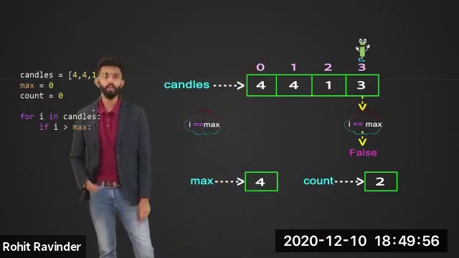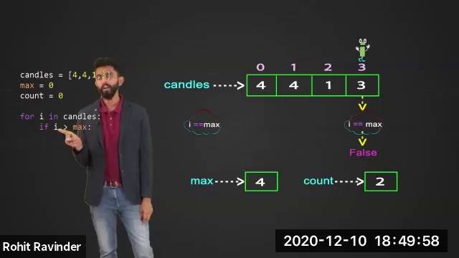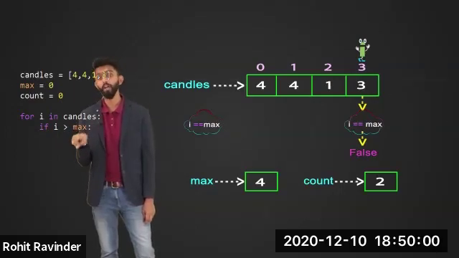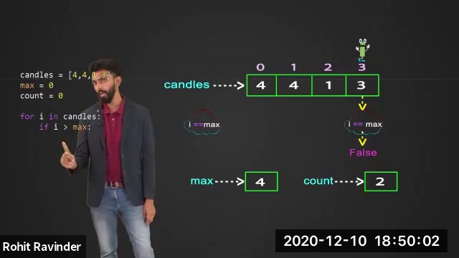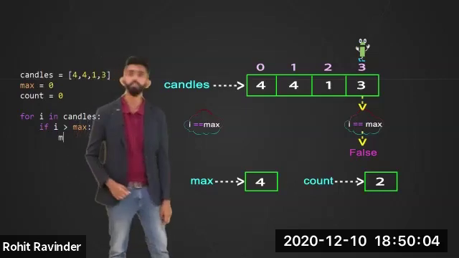I will come inside. If this condition is true, that I value is greater than max value, so that should be max. So what I will do is, whatever is I value, I will assign it to max.